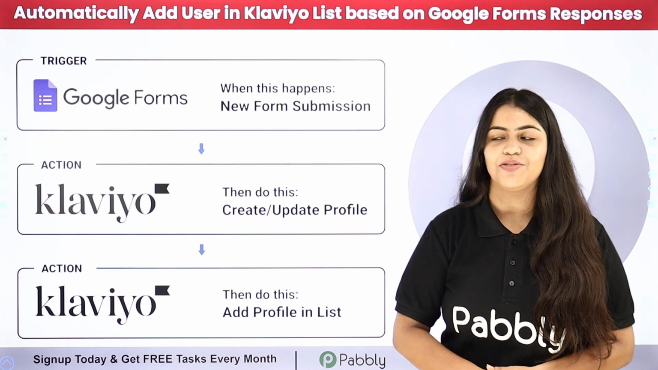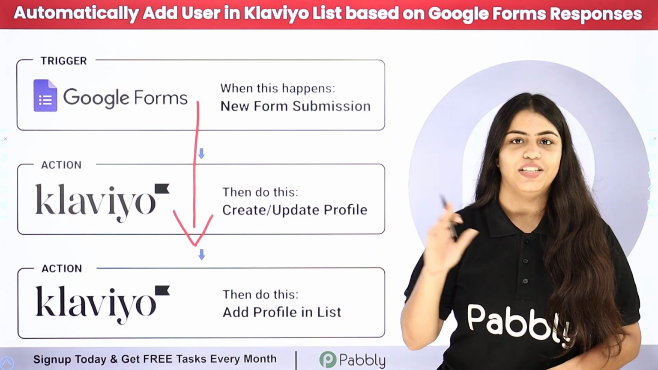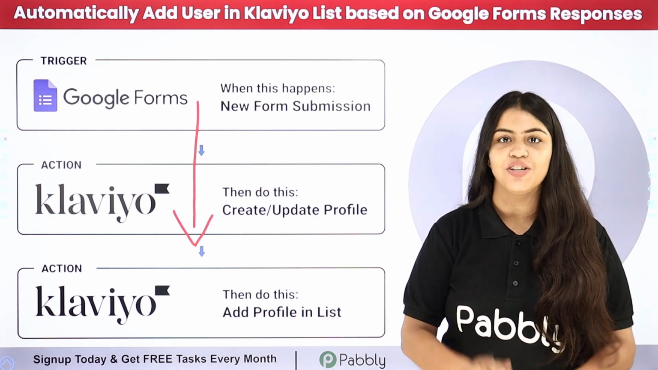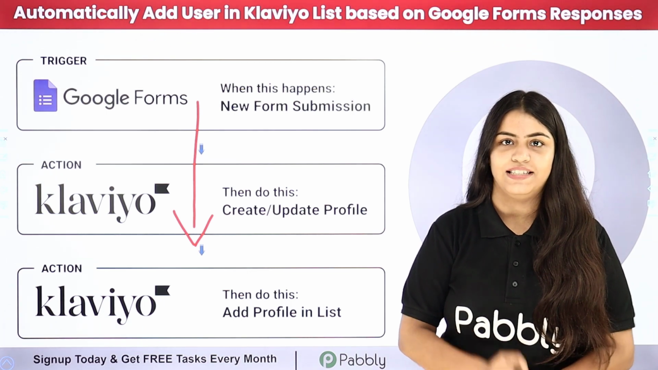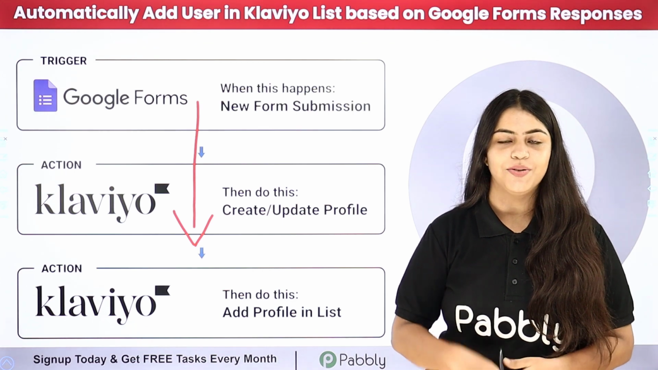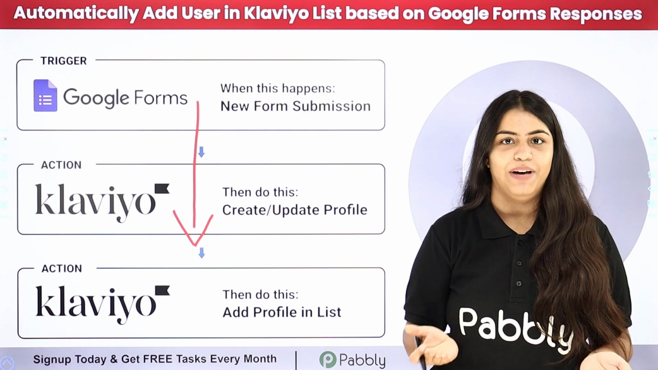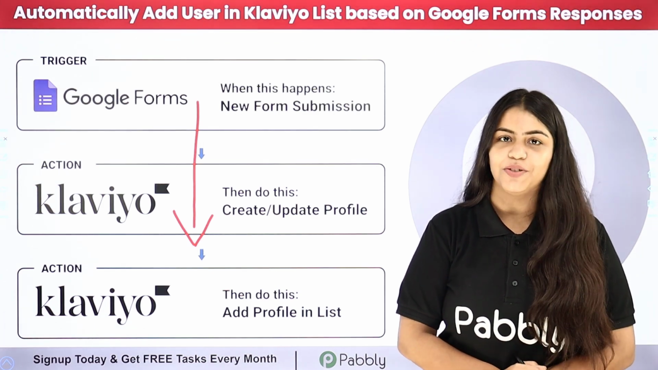To do this, we are going to create a connection between Google Forms and Klaviyo. To create this connection without knowing any programming or coding language, we are going to use Pabli Connect. It is an amazing automation software. I'm going to create all of this so that I can reduce the no-shows of my webinar. Do you also wish to learn this process step by step? Then let me take you to my computer screen.